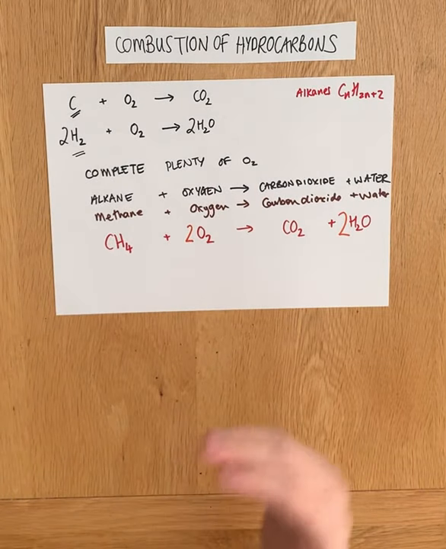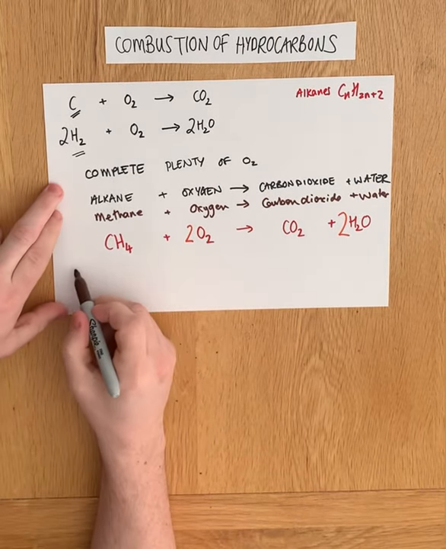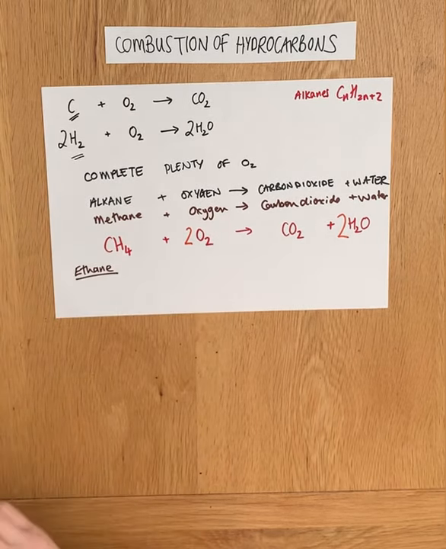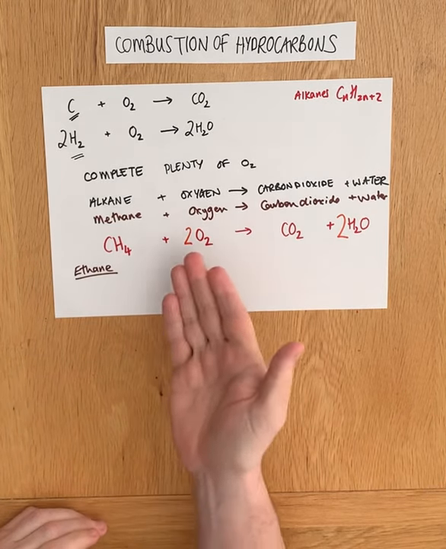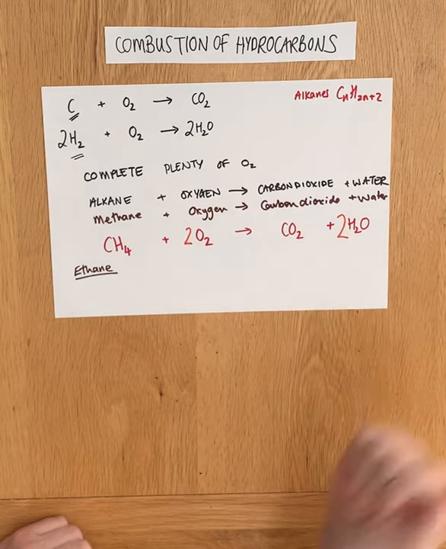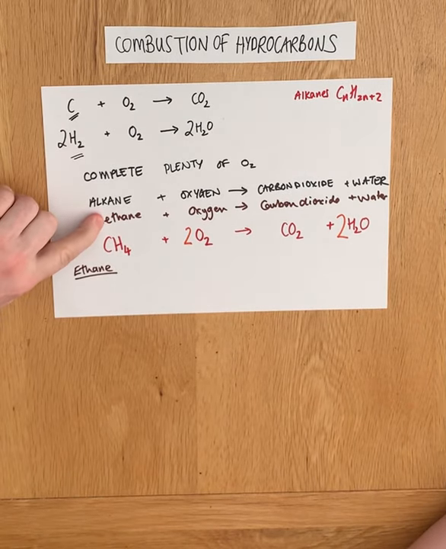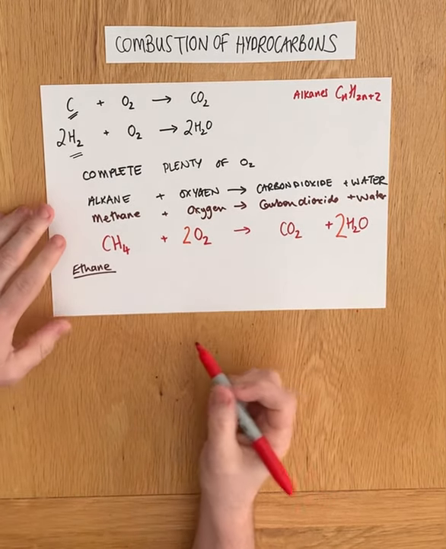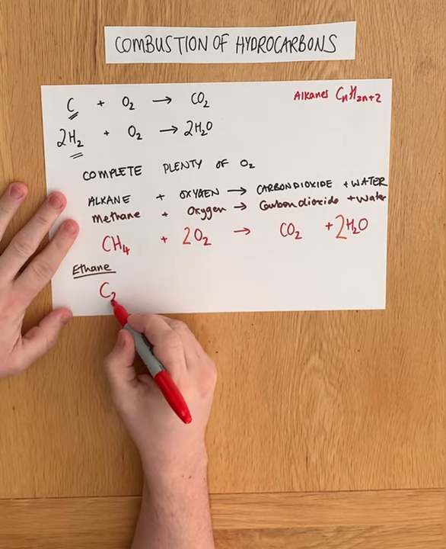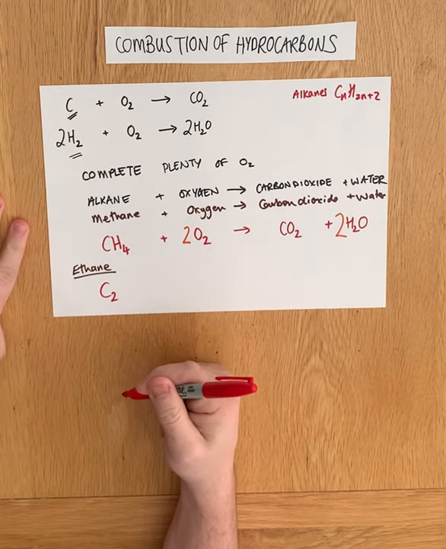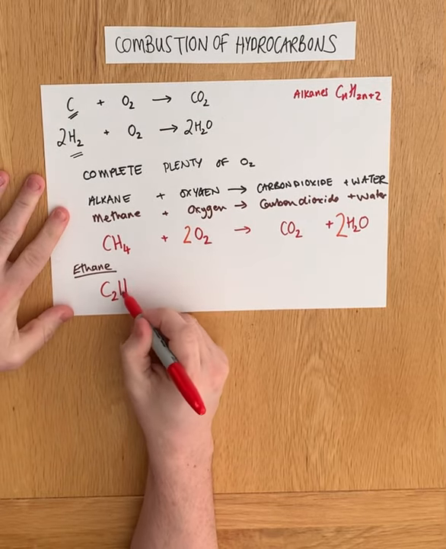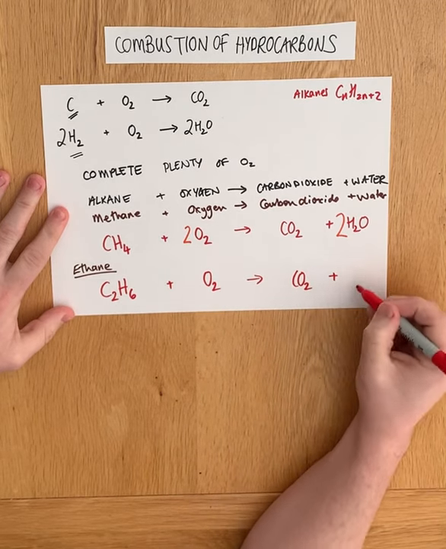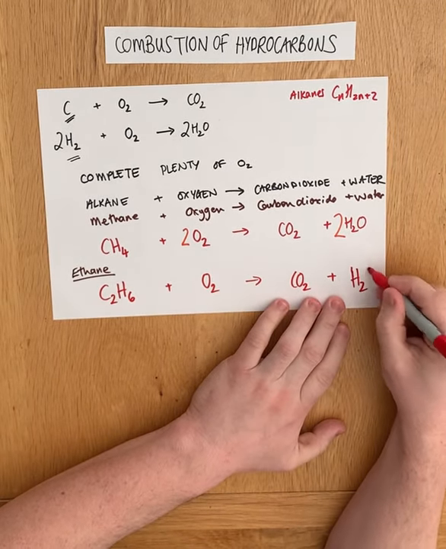Now, let's do another little example. Let's try ethane. I'm not going to bother writing out the word equation because I'm lazy, but it would be ethane plus oxygen reacts to form carbon dioxide and water. There it is. Now for the symbol equation, ethane. Eth means 2 carbons, double it gives you 4, add 2 more gives you 6 hydrogens. It reacts with oxygen to make carbon dioxide and water.